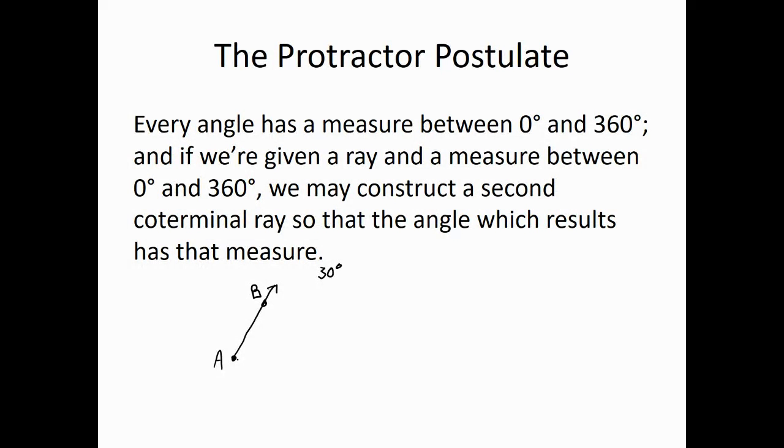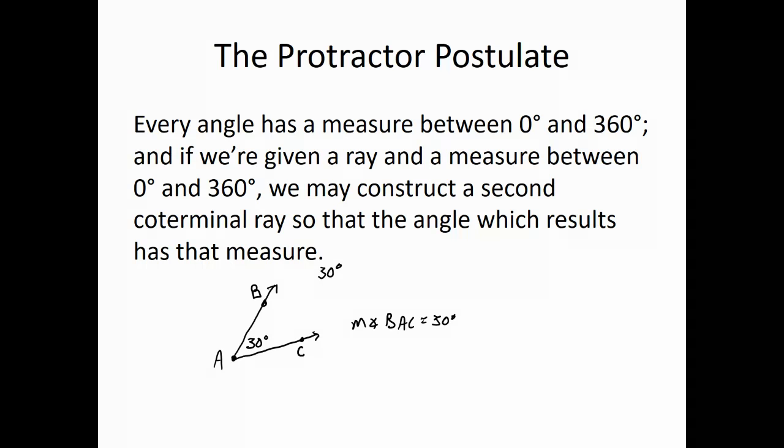Then what this says is that we may construct a second coterminal ray, let us call it AC, such that the measure of the angle that results, which will be BAC in this case, is that desired measure. So we can create segments of any desired length, and we can create angles of any desired measure. Now, I won't take the time to talk about consequences of the protractor postulate or applications of it, because they're exactly similar to the ones of the ruler postulate.